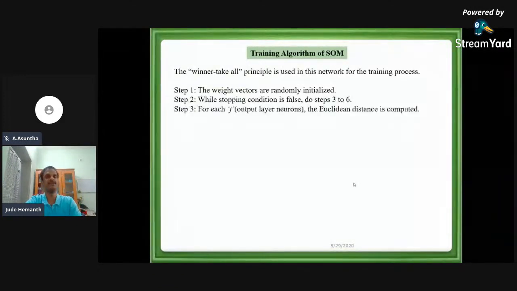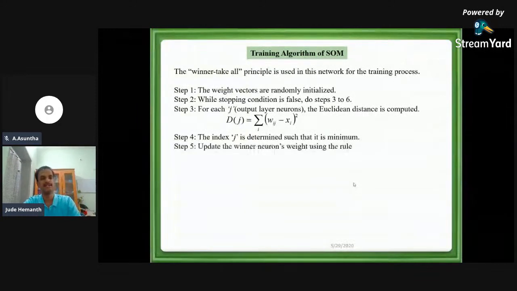So this is the difference between BPN and SOM. In BPN, you have net value. In SOM, you have distance value. In BPN, all the weights will be adjusted, but in SOM, you are going to find the winner neuron, and only that weight will be adjusted.